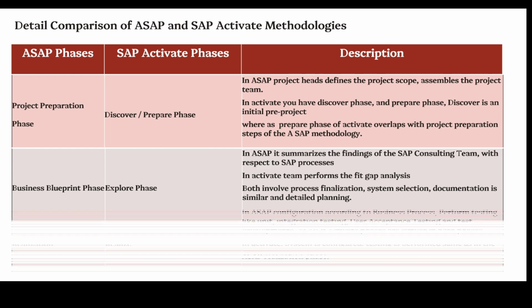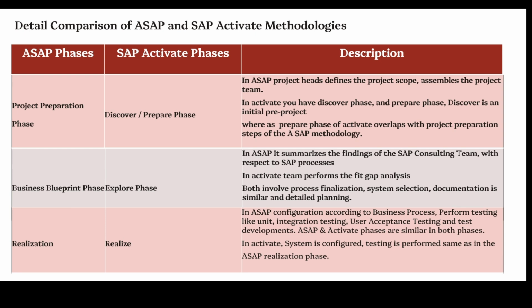The third phase of the ASAP is realization phase. In realization phase, you will configure and build the SAP system according to the blueprint. Perform testing like unit testing, integration testing, user acceptance testing, and test custom developments. In Activate, you have the Realize phase. Business process requirements are implemented based on the design. The system is configured. Testing is performed same as in the ASAP realization phase. So the ASAP and Activate phases are similar.